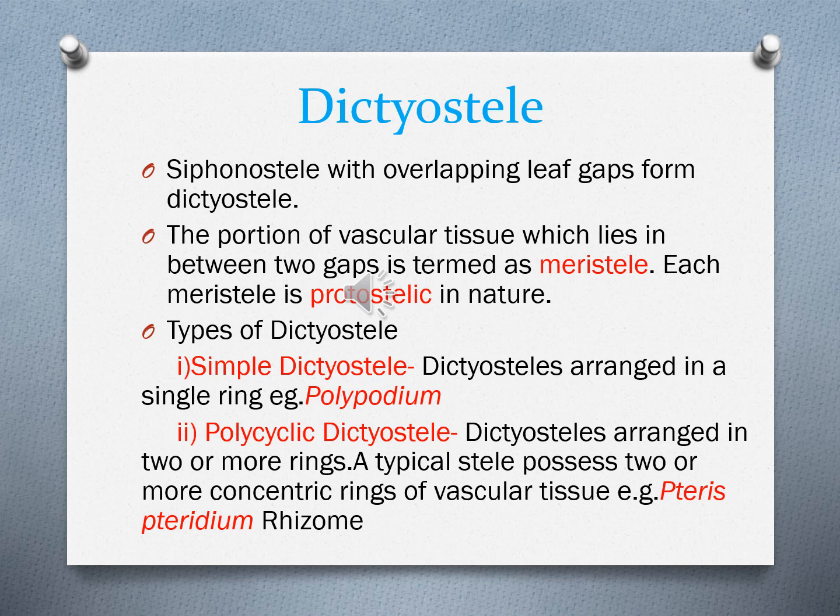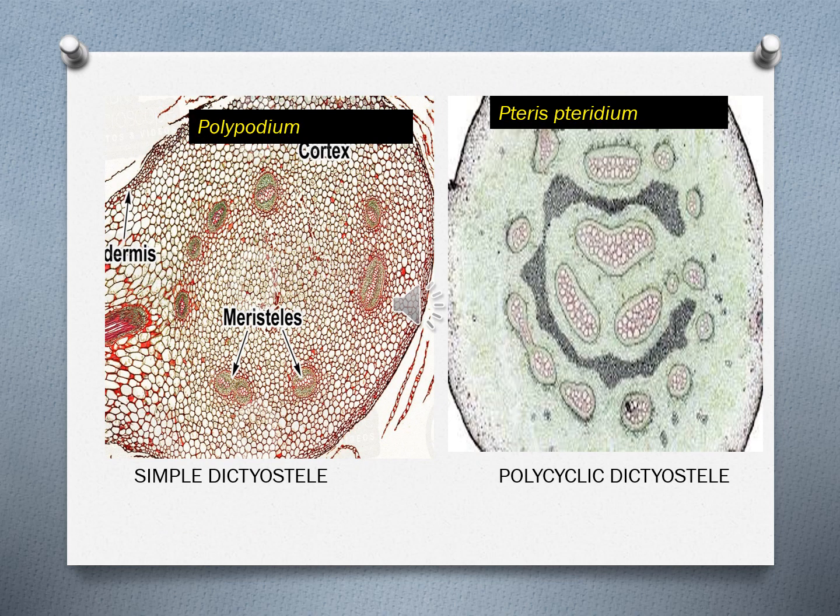The next major type of stele is dictyostele. Dictyostele is a siphonostele with overlapping leaf gaps. It differs from solenostele in having more than one leaf gap. And the dictyostele is of two types: simple dictyostele and polycyclic dictyostele. In this picture, you can see simple dictyostele and polycyclic dictyostele.